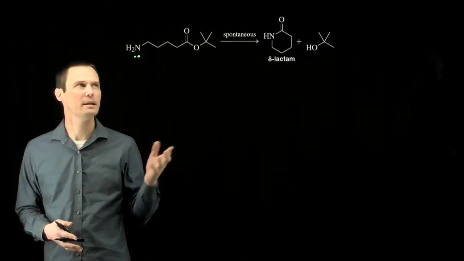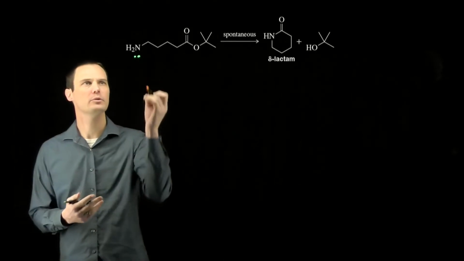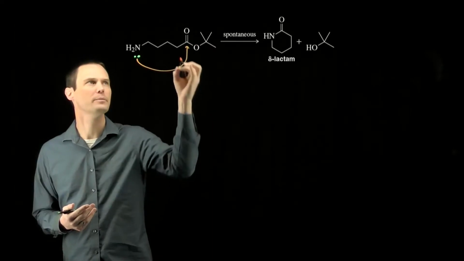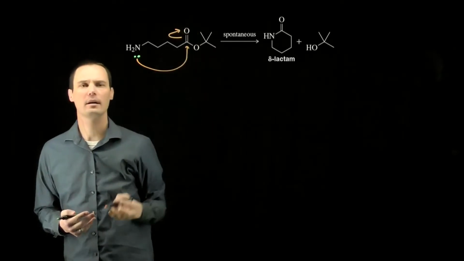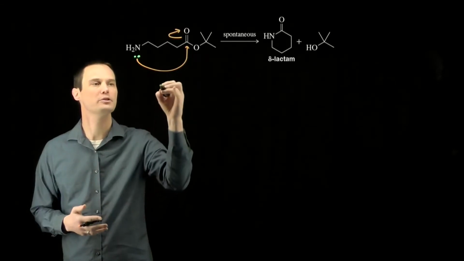The assessment asks us to provide a mechanism for this cyclization reaction. The first step of this mechanism is going to be the lone pair on nitrogen attacking the carbonyl carbon of the ester, breaking the carbonyl carbon-oxygen bond and putting a pair of electrons locally onto oxygen.